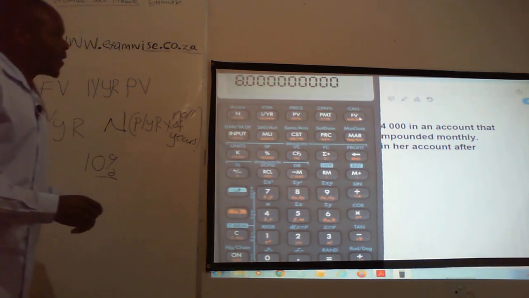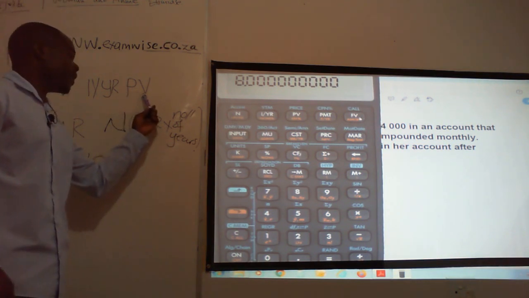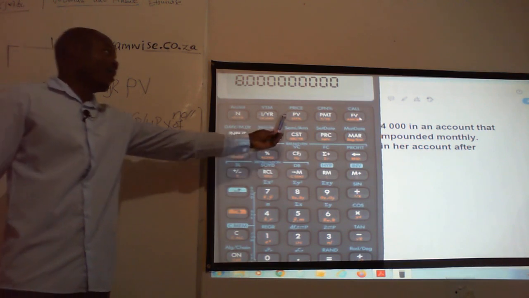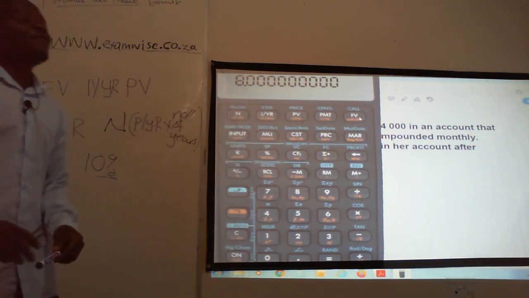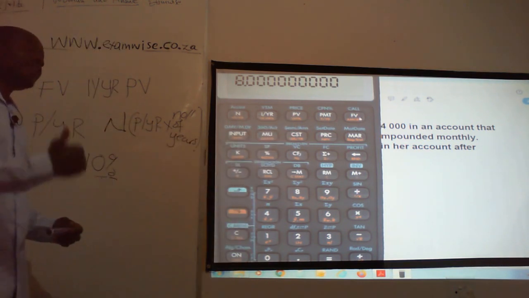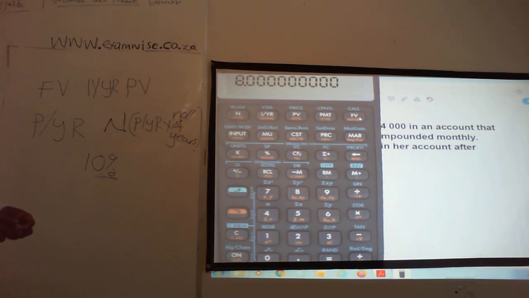And then from there we have PV. Our PV here is our present value. When entering present value into our calculator, we must always enter it as negative.